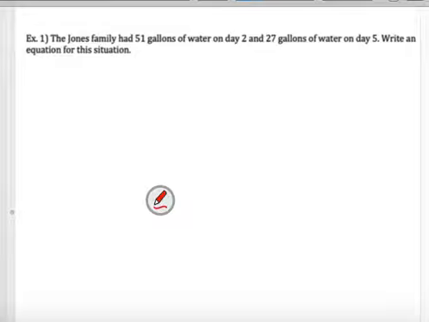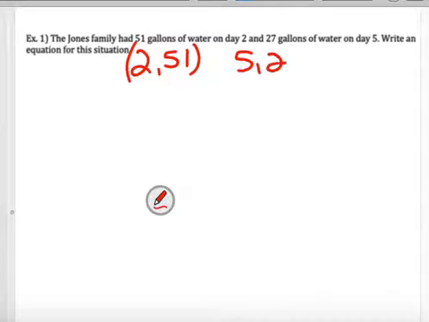So in context here, we have example number 1. The Jones family has 51 gallons of water on day 2, 27 gallons of water on day 5. Write an equation for the situation. So the first thing you might want to do is go ahead and write this information as 2 ordered pairs so that we know which goes with which. So on day 2, we have 51 gallons of water. And on day 5, we have 27 gallons of water.